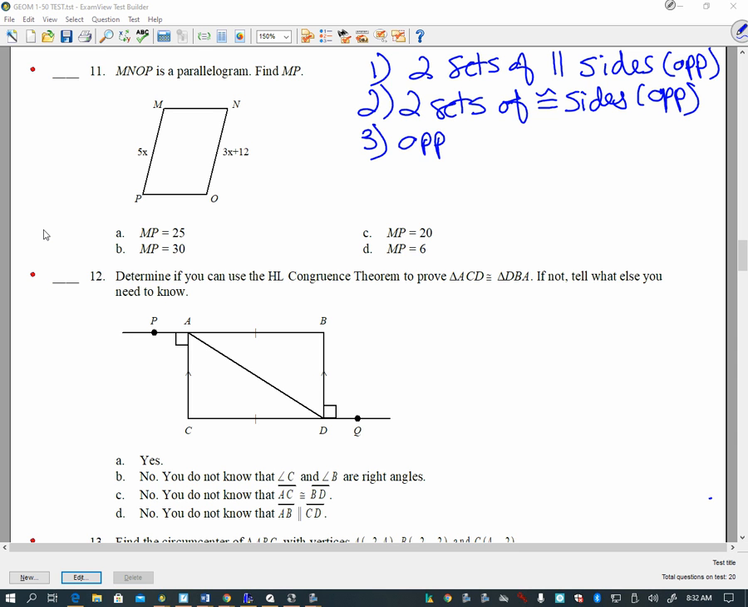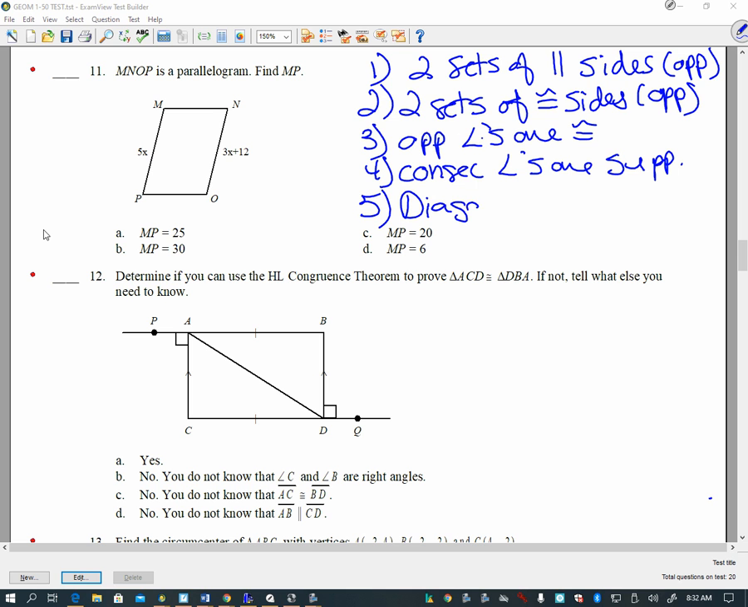Opposite angles are congruent. Consecutive angles are supplementary. I think we've got another one in here. Diagonals bisect. So there's about 5 rules in there. Can anybody tell me what rule we want to use to solve this?